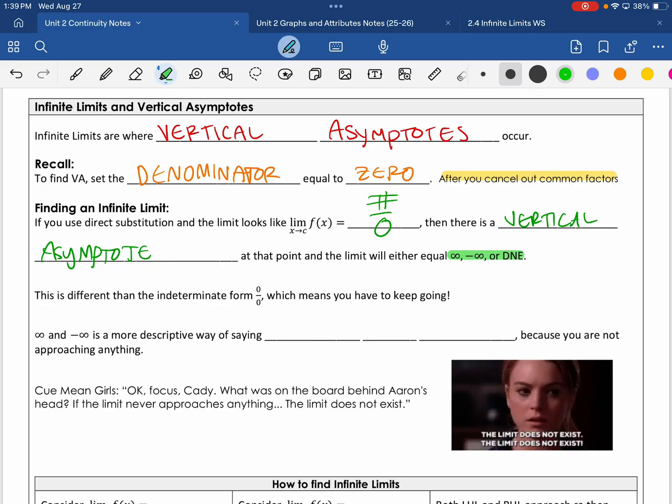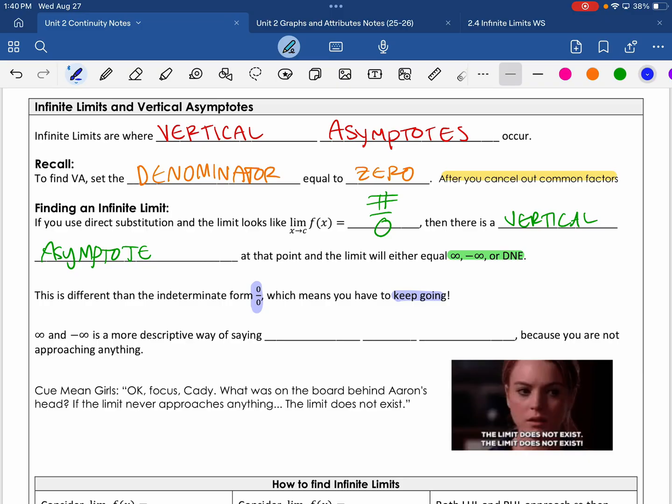So when you look at my little flow chart of limits, you're approaching a number. You directly substitute. You get a number over 0. It has to be a vertical asymptote, which means your answers are either DNE, infinity, or negative infinity. What happens if you directly substitute and you get 0 over 0? Then it's indeterminate, and you've got to keep going and do one of these other things down here that we talked about. Easy. So if you get 0 over 0, that means you have to keep going.